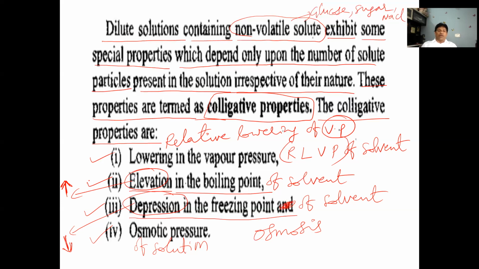And the osmotic pressure of solution is also a colligative property, so it also depends directly on the number of solute particles. The more solute particles, the more osmotic pressure. Is that clear? So it's about the different types of colligative properties.